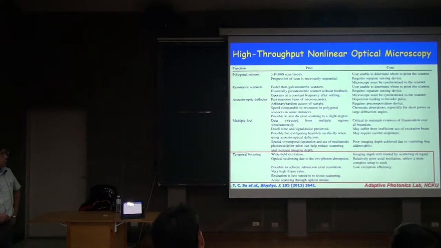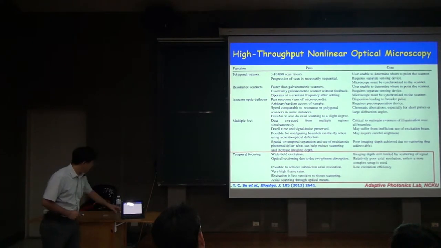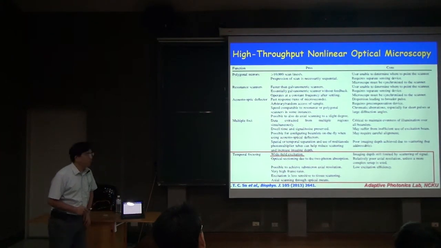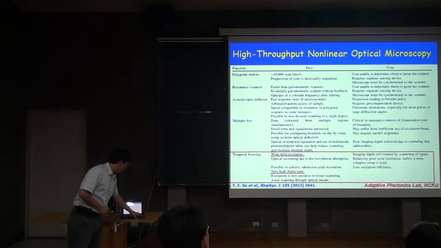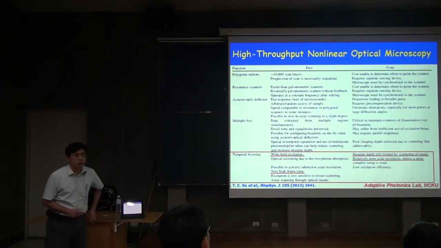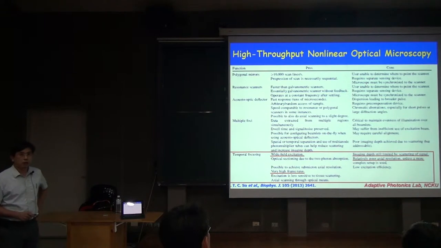So for the temporal focusing, why can he get a very high frame rate? Because it is based on wide field excitation. So then you can get a frame rate even up to about 1 kilo frame per second. But the problem right now, even if you use multiphoton and use the near infrared, the signal you receive is at a shorter wavelength.